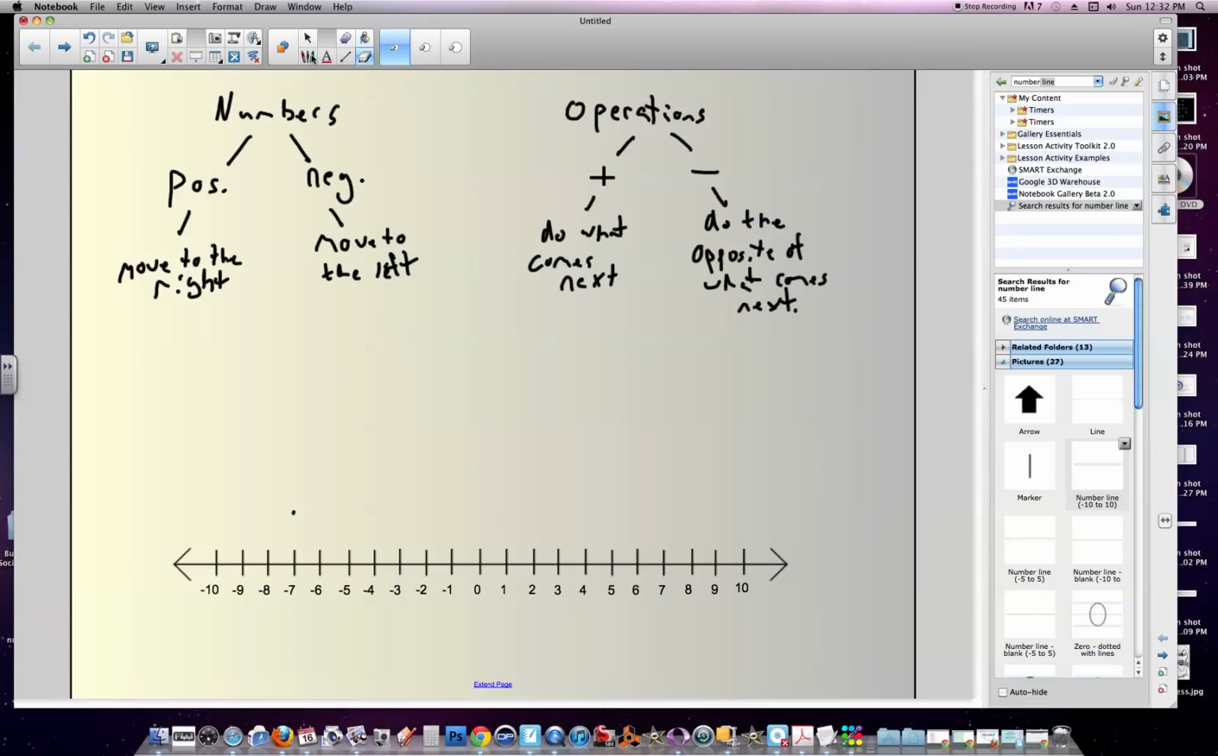All right, let's take a look at some subtraction problems. What if I said 4 minus 2? Well, what's my first term? It's a positive 4. That means go to the right 4. Now what's my operation? Hey, it's a subtraction sign. Fabulous. That means I need to do the opposite of whatever comes up next. Well, what does come up next? It's a positive 2, but I need to do the opposite of that. So I need to move to the left, right? Positive 2 moves to the right, but my operation says do the opposite of this. So I need to move to the left 2. And my answer comes out to be 2.